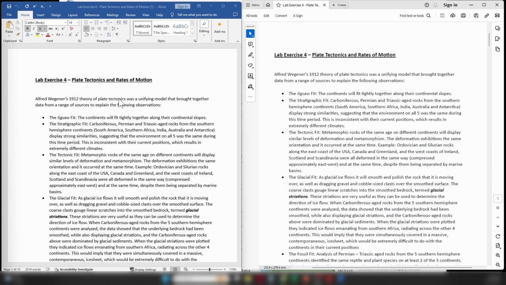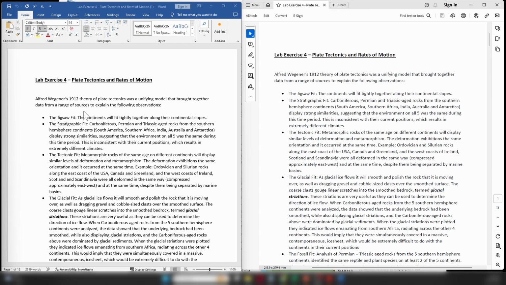Like any of the lab exercises, it begins with a brief explanation of the concepts that will be dealt with within this lab assignment. Now, please, before you start this lab exercise, take the time to go and watch the plate tectonics lecture, because that's obviously going to address the concepts dealt with in this lab in considerably greater detail than the lab exercise will be able to do.